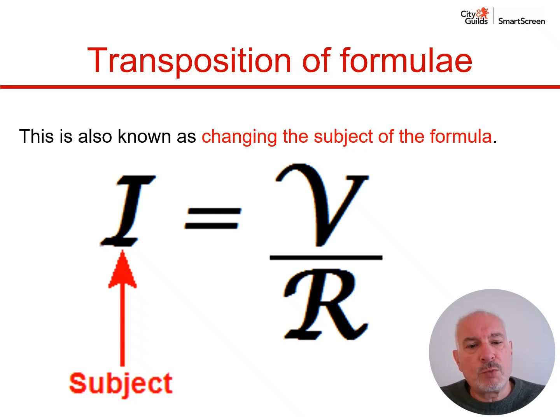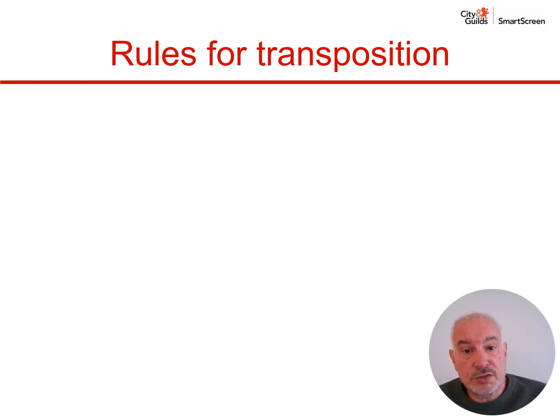But supposing it wasn't current that we wanted to find, it was perhaps the voltage or the resistance, then using our formula we would need to transpose it first to make the thing we want to find the subject of the formula. So in the way we've already looked at it, I equals V over R, I is the subject. It's the thing that's on its own on one side of the equals sign, that's the subject. And to transpose a formula is to change the subject to something else. And we do that by following certain rules. We're going to look at those rules. Now these are the rules for transposition.